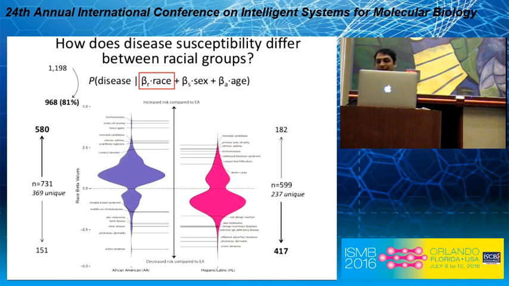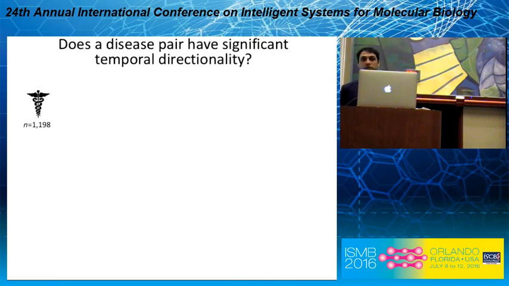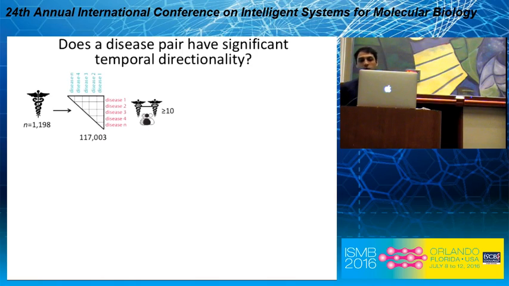So we can now go beyond simple disease susceptibility to see whether two diseases are connected, and if they're connected, are they temporally ordered, and does this ordering differ between races? So we took all 1,200 diseases, we took all unique combinations of disease pairs, and we then only kept pairs of diseases in which there were at least 10 people of each race that had both conditions.